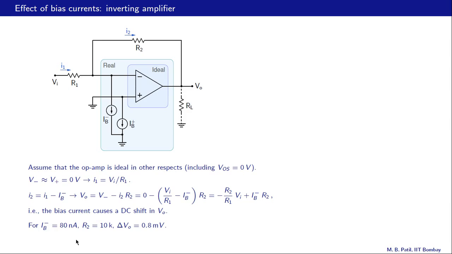Take an example. IB minus equal to 80 nanoamperes, R2 equal to 10K. So IB minus times R2 is 80 times 10, 800. Nano times kilo, that is micro. So we have 800 microvolts, the same as 0.8 millivolts. So that is the DC shift we will expect in the output voltage in this example.